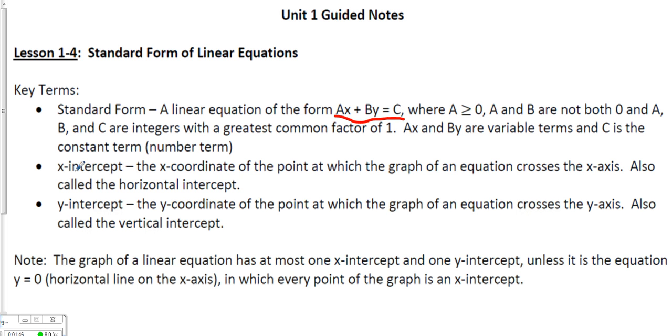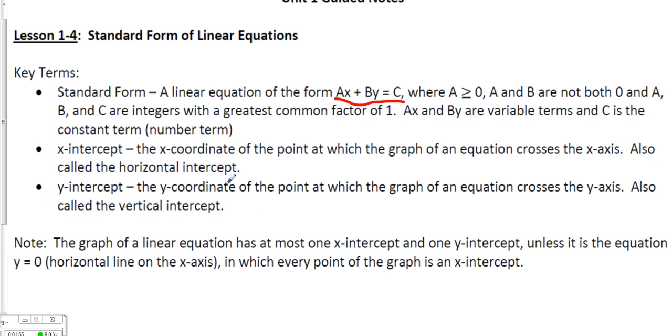Okay, the x-intercept is the x-coordinate of the point at which the graph crosses the x-axis, also called the horizontal intercept. The y-intercept then is the y-coordinate of the point at which the graph of an equation crosses the y-axis, also called the vertical intercept. Note, usually lines will only have one x-intercept, one y-intercept. This is different only for y equals 0 or, write this in as well, x equals 0.